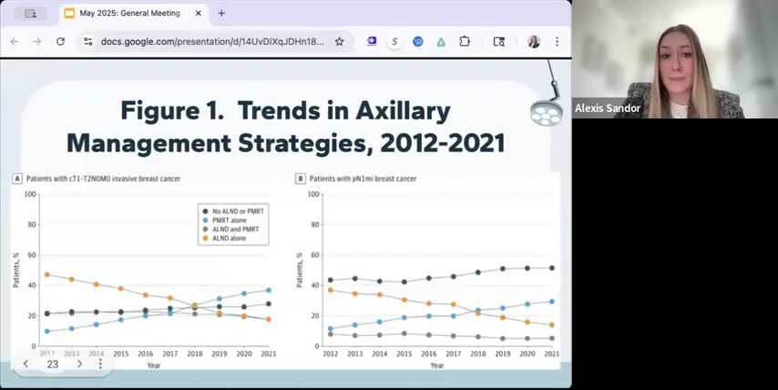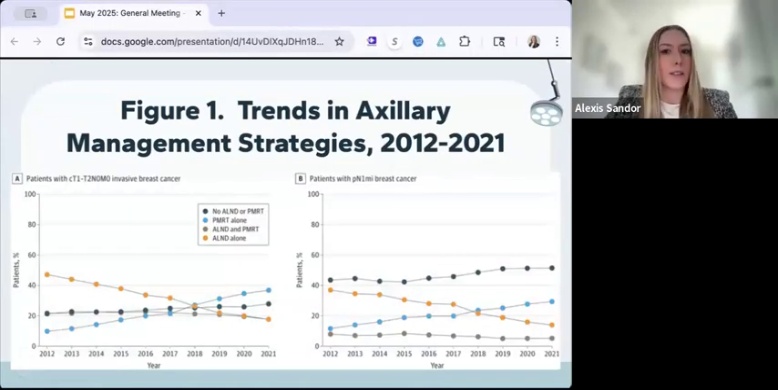So let's talk about the data. So this is figure 1, and it shows basically a decline in axillary lymph node dissection and an increase in post-mastectomy radiotherapy. So the biggest takeaway from this figure is that for patients with pathologic nodal 1 micrometastasis, the percentage of patients receiving axillary lymph node dissection alone decreased from 36.9 to 14%, while the percentage of patients receiving post-mastectomy radiotherapy alone increased from 11.6 to 29.4 from 2012 to 2021.